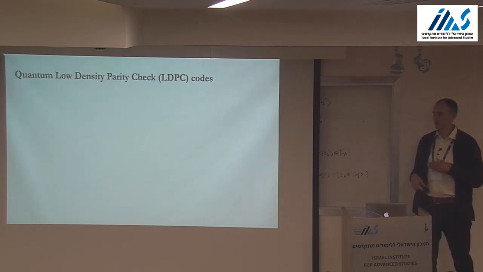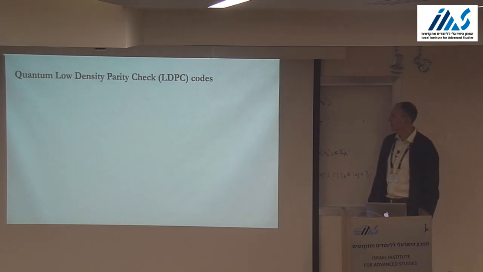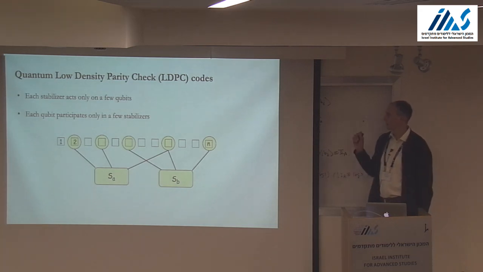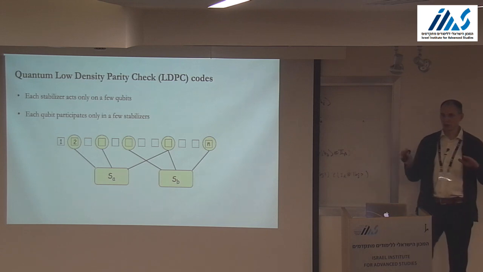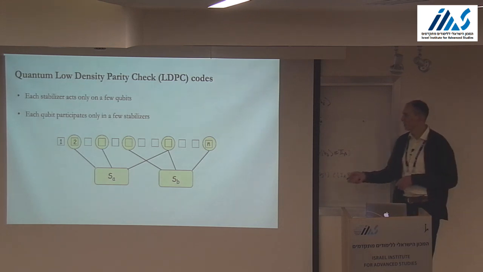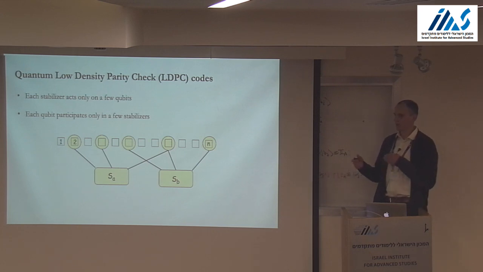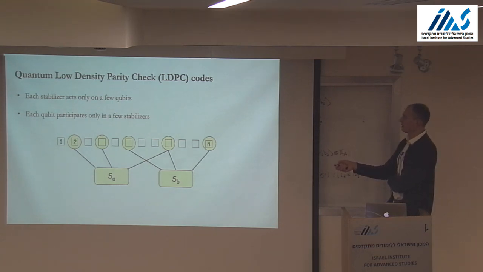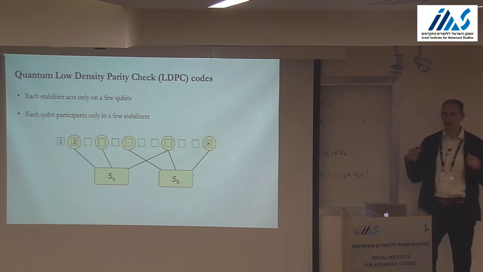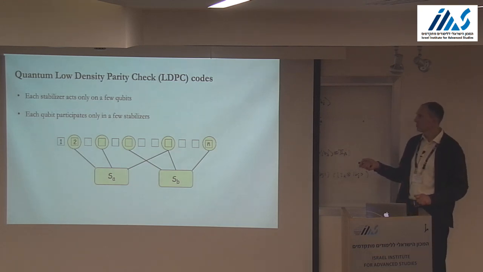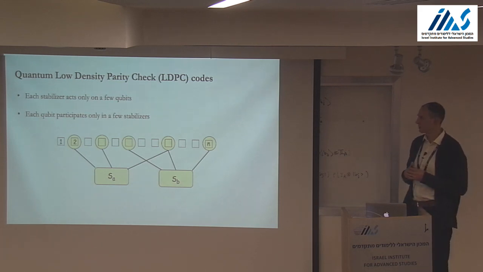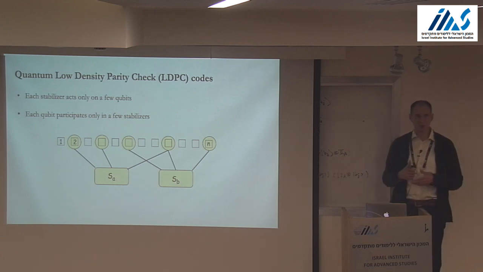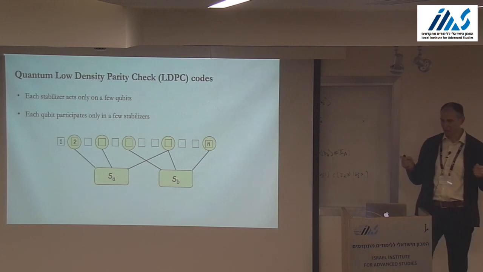Actually, this is the topic that I will discuss next. So what is a quantum LDPC code? For simplicity, let me talk about stabilizer type quantum codes. So we define the code space in terms of these Pauli type stabilizer operators. And we say that a quantum code is LDPC if each stabilizer acts non-trivially only on a few qubits, and each qubit participates only in a few stabilizers. So this is very similar to the definition of classical LDPC codes, if you think of stabilizers as parity checks.